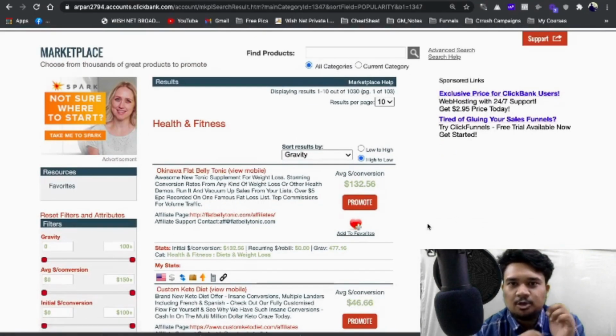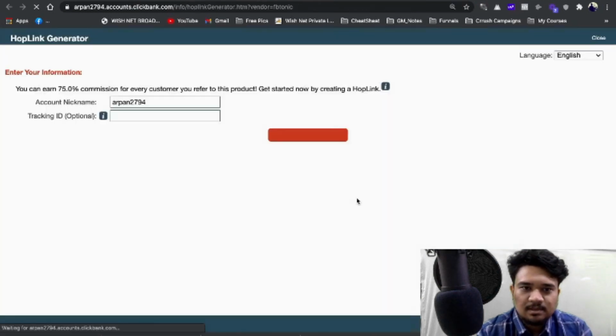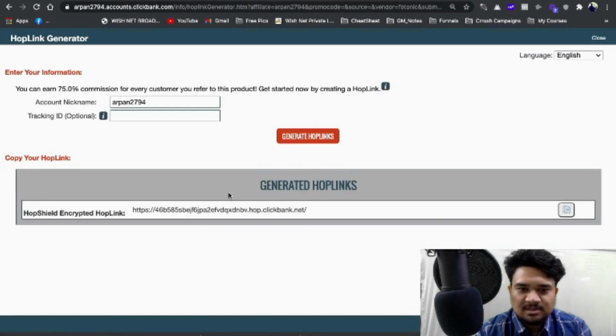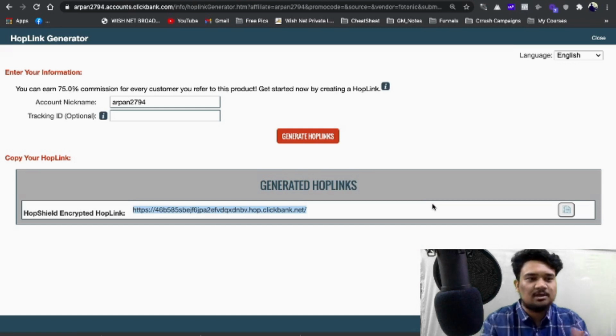In order to promote this, you need to click on promote, and you need to click on generate hop link. Now this is your affiliate link, guys. You need to promote this link, but I would not suggest you just promote using this link. I would suggest you make a tracking link with the help of ClickMagick or any other tracking software, then promote with that tracking link, so that you can understand where the clicks are coming from, and what are the opt-in rates, what is the sell percentage, what are the cost per lead, cost per visit, and everything.